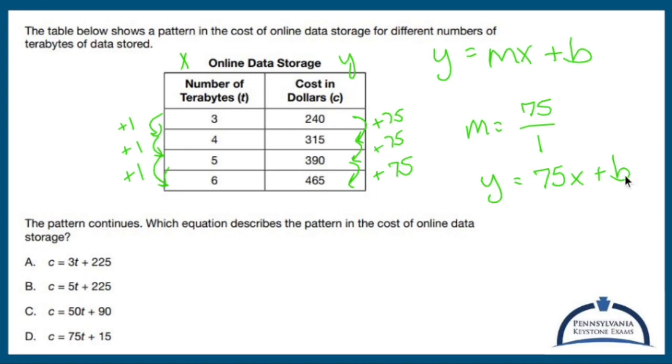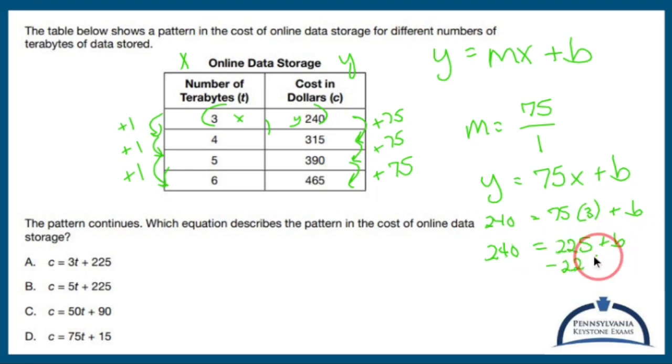Now, in order to find b, I take any one of these points and use that as an x and a y value. So I will plug that in and do 240 equals 75 times 3 plus b. 75 times 3 is 225 plus b. Subtract 225, and that gives us a b of 15. So b is 15. So taking this, I can say y equals 75x plus 15.